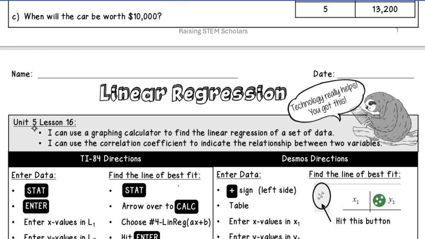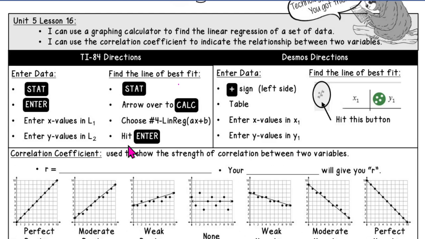So this is Unit 5, Lesson 16. This is the last lesson in this particular unit. And what you're going to do is use your graphing calculator to find a thing called linear regression for a set of data. When you do this on your calculator, it's going to give you something called a correlation coefficient, and that will help you know the relationship between the variables. So when you are done today, you should be able to use your calculator, get your linear regression, find your correlation coefficient, and be able to tell me what that means.